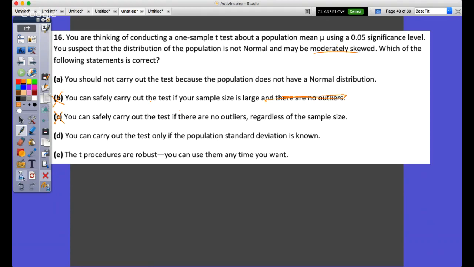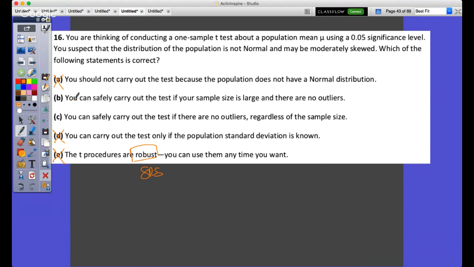Yeah, let me backtrack here. Actually, let me backtrack. D is incorrect. I want to go back here. T-procedures are robust. You can use them anytime you want. No, that's not true. Even though they are robust, especially if it's a good SRS, that doesn't mean you can use them whenever you want. Okay, A is incorrect. I'm right here between B and C.